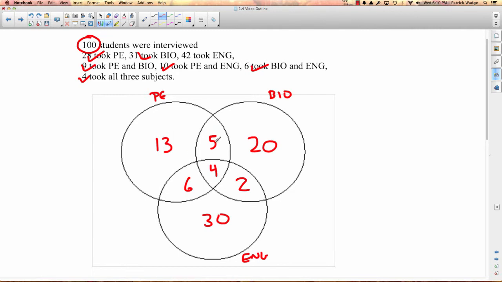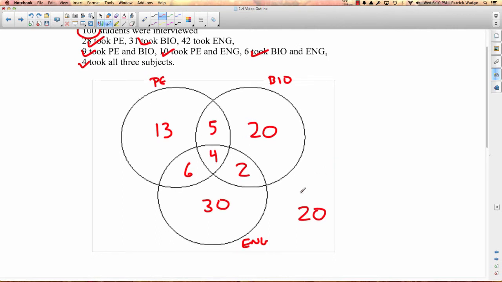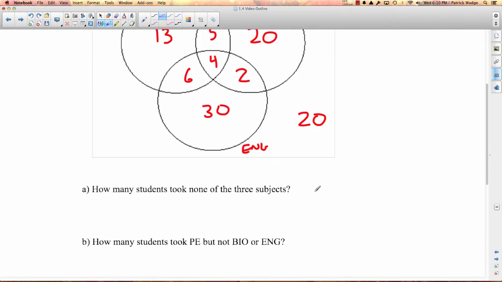So let's add them up. 13 plus 5 is 18, plus 4 is 22, plus 6 is 28, plus 2 is 30, plus another 30 is 60, plus 20 is 80. 80 people in here, which means 20 people belong here. They didn't take any of those subjects. They're all in math classes, obviously. Good for them. How many students took none of the 3 subjects? We just figured that out. 20. See how easy these questions are once you have the Venn diagram?